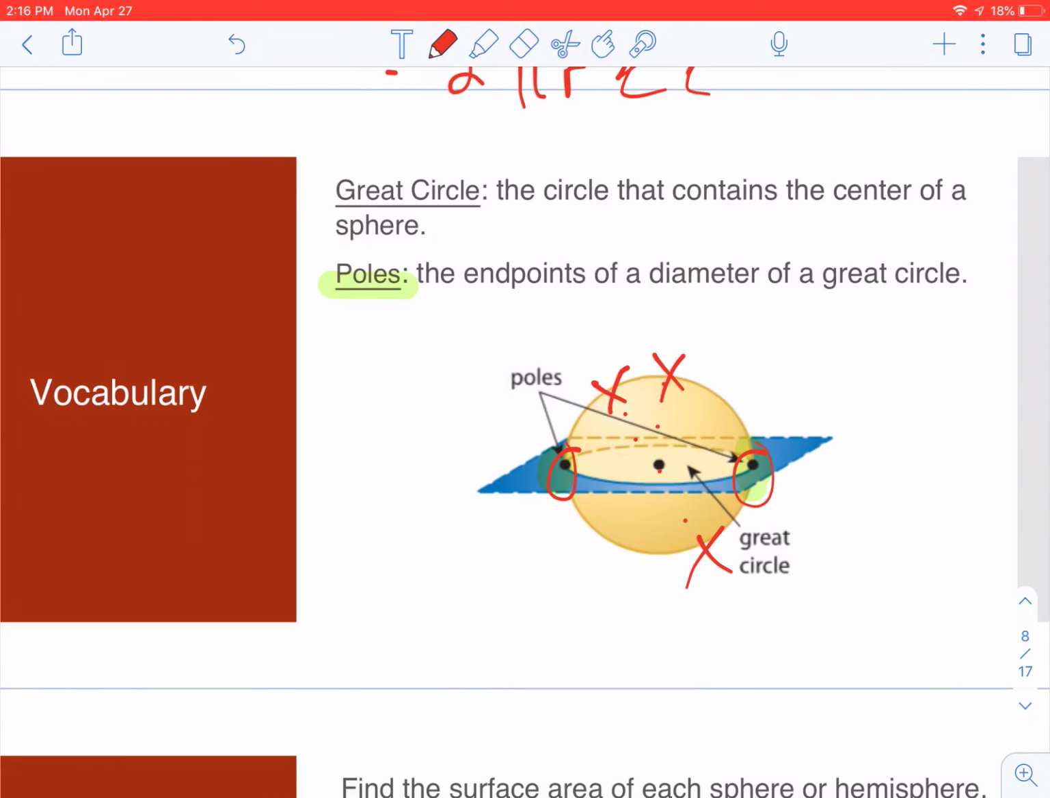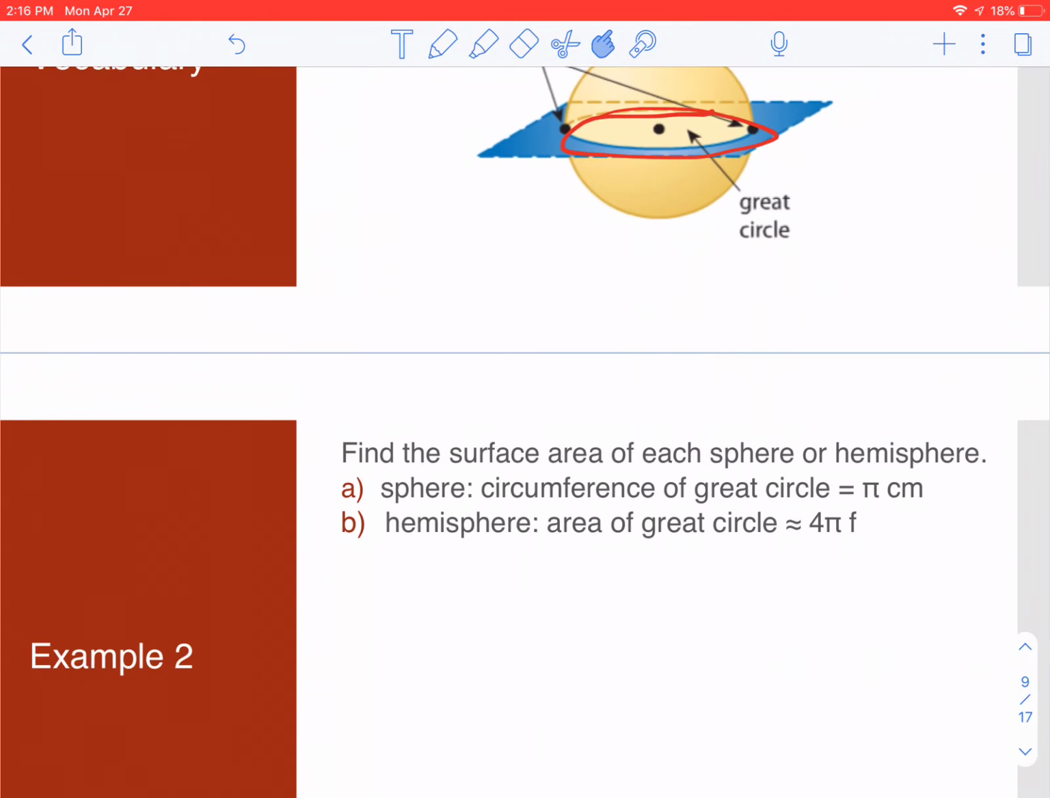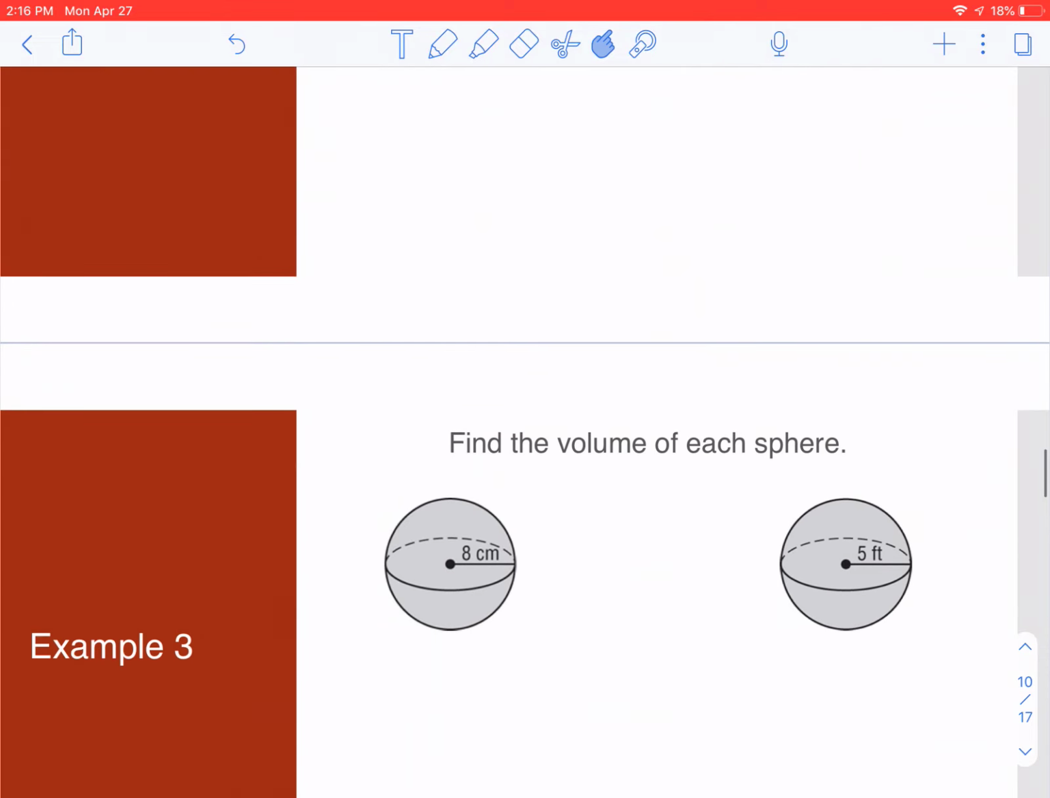The great circle is the circle that contains the center of the sphere. So it's this circle right here. So any circle that goes through the center is the great circle. All right. We're going to skip that one.